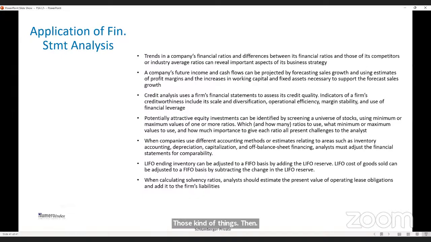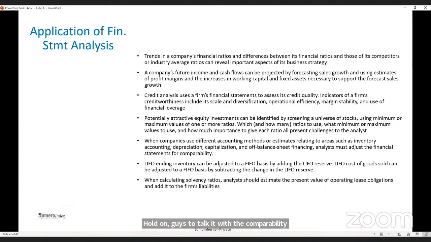Now, how do you apply your financial statement analysis? Check the trend of the company's ratios, compare with the competitor, compare with the industry average, look at the future income and cash flow as projected by your forecasted sales. Check the credit analysis, use their financial statements to look at their earnings quality. Look at the potential attractiveness of their equity investment, compare it with other stocks, right? When they are using different accounting methods, check with the other firms for comparability with what they have used in the previous year.